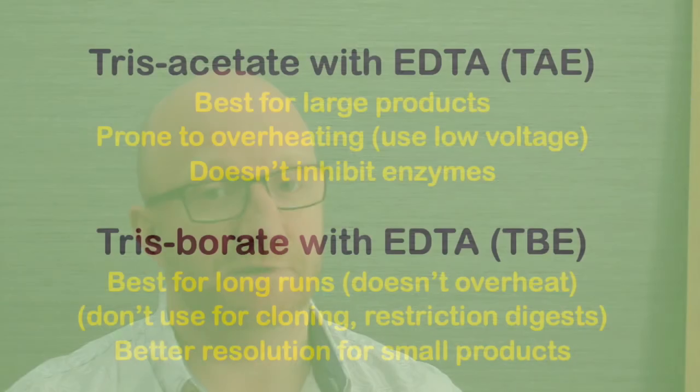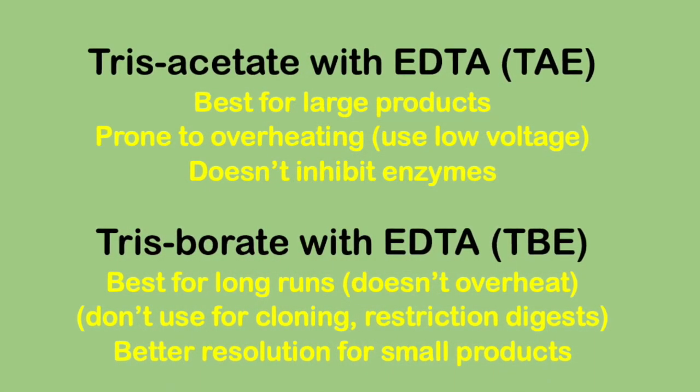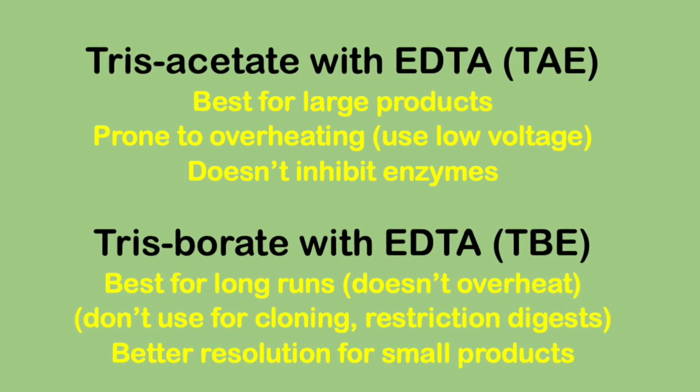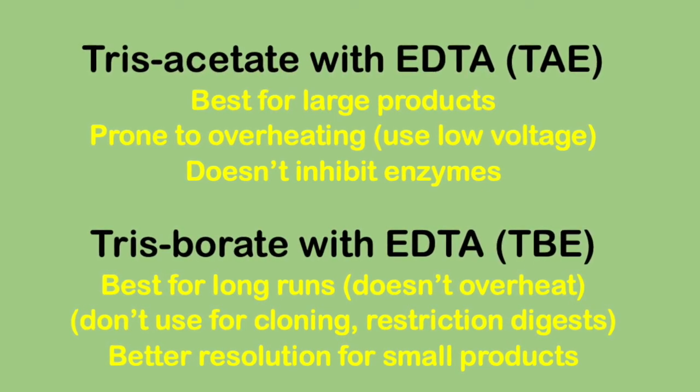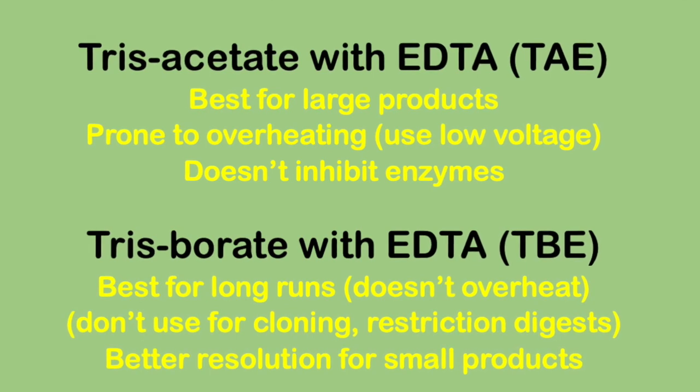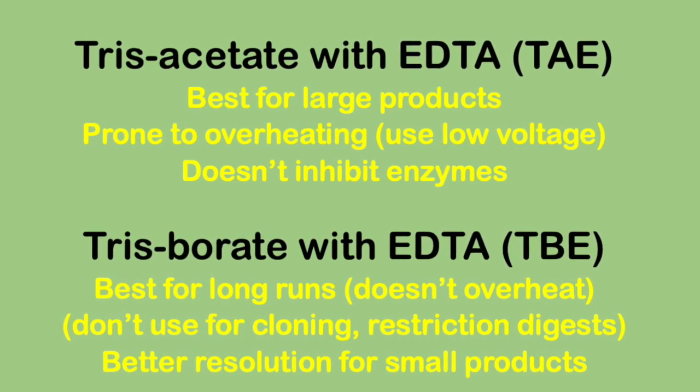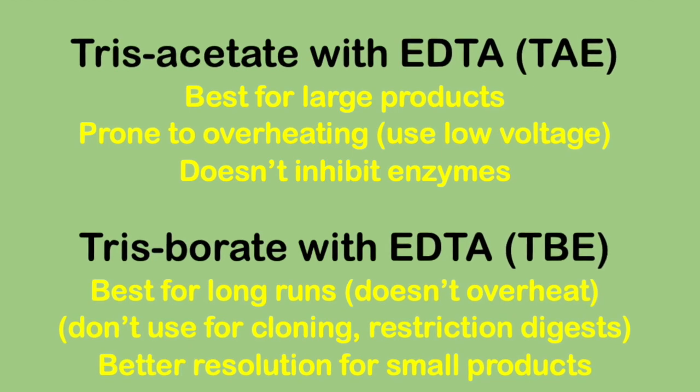The other choice is the buffer. There are two main options here: TBE, tris borate EDTA, and TAE, tris acetate EDTA. TBE is a better conductive medium than TAE, so is less prone to overheating. So you use TBE for long runs. However, the borate is an enzyme inhibitor, so TBE is not a good buffer to use if you'll be isolating the DNA for downstream enzymatic steps, like ligation. So basically use TAE if you plan to use your products for cloning purposes.